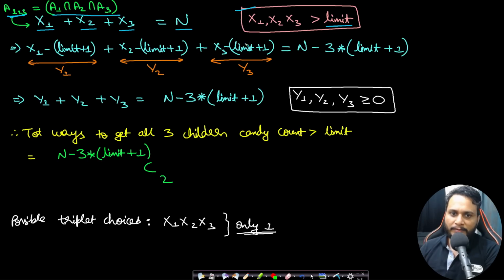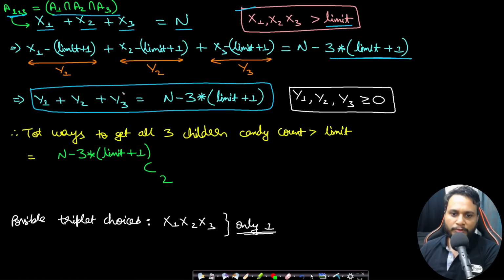So in this case again I will repeat the same calculation, and I will subtract 3 times limit plus 1 because it has been subtracted 3 times on the left hand side, and you get this equation. And again, if you want to count the total combinations where all of them are exceeding the limit, you just apply C2 to it and you will get the total count.